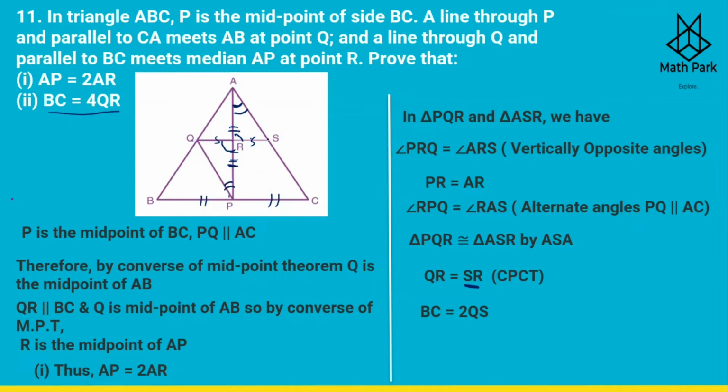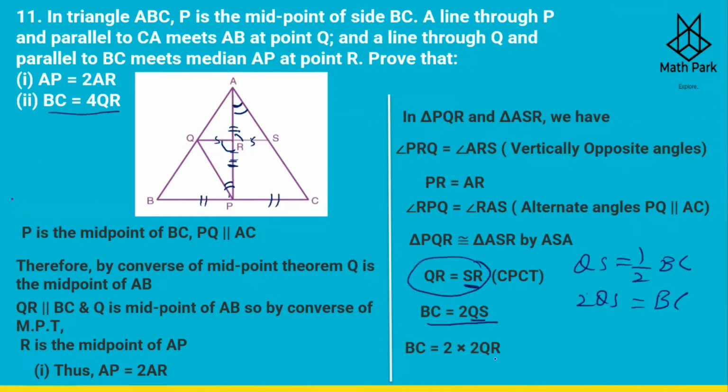By the midpoint theorem, QS is equal to half BC, or twice QS is equal to BC. So you get BC is equal to 2QS. Now, QS is equal to 2QR because QR is equal to SR.